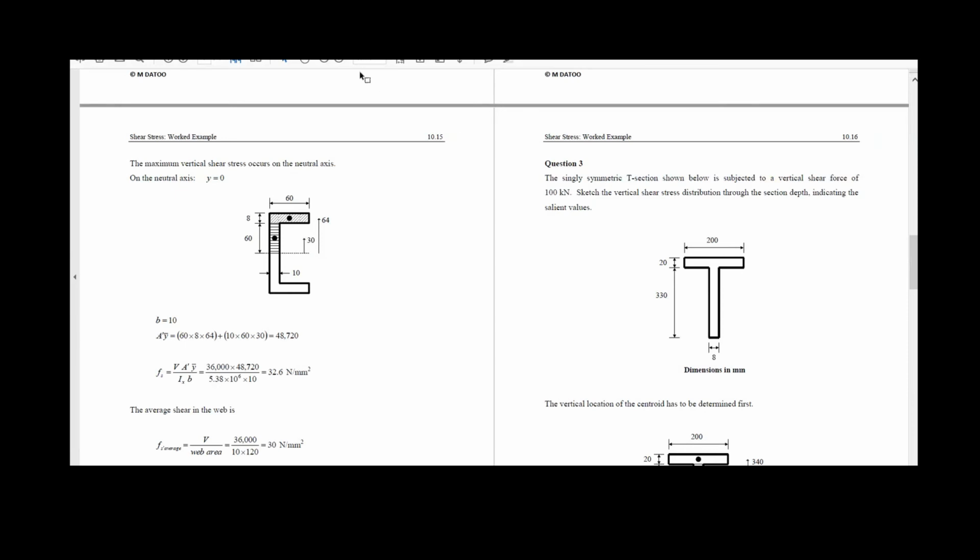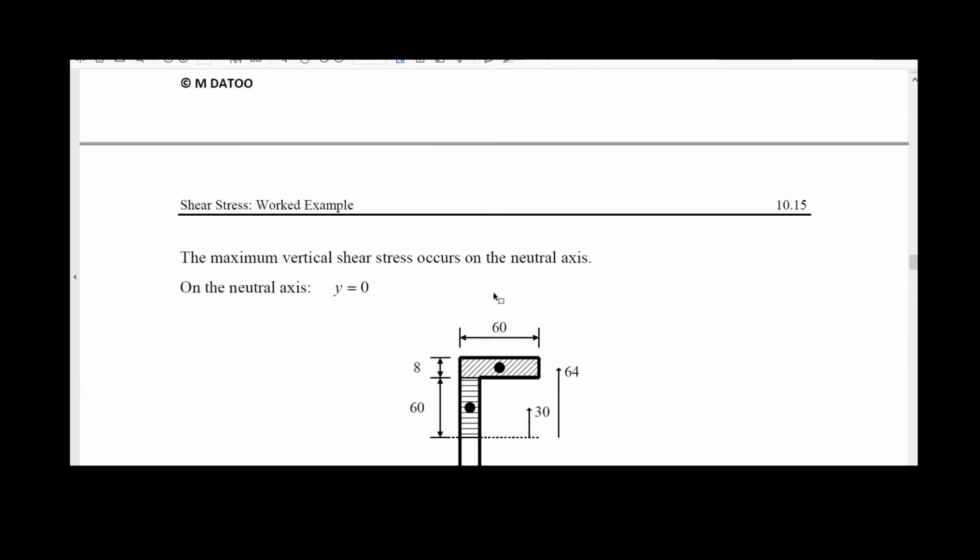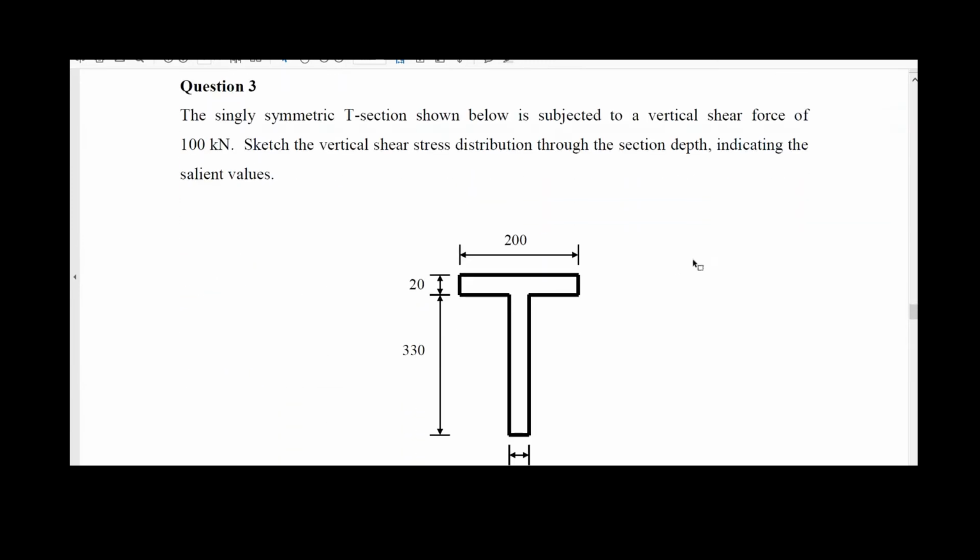What I'm going to do is go through the details for the T-section, because this is certainly a little bit different to the I-section, the C-section and the rectangular section, which was the first one. This exercise is a little bit more open, because it says you have a single symmetric T-section, single symmetric because the symmetry is only regarding the vertical axis.